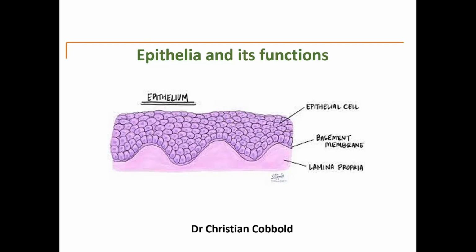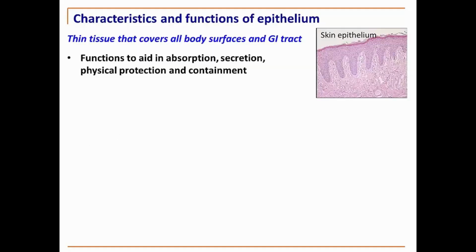In this session, we're going to cover the epithelia, so the epithelial cell lining, and its variety of functions. So first of all, we really need to look at an overview of the characteristics and the functions of your epithelial cell layers. Now, your epithelium is the thin tissue layer of cells that covers all of your body surfaces, and that includes your GI tract. Remembering, of course, that your small intestine epithelium is primarily involved in the absorption of the products of digestion.